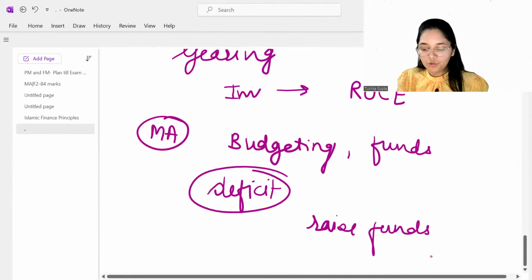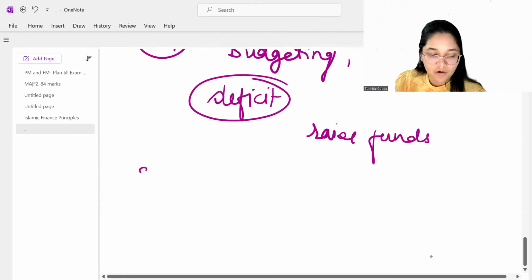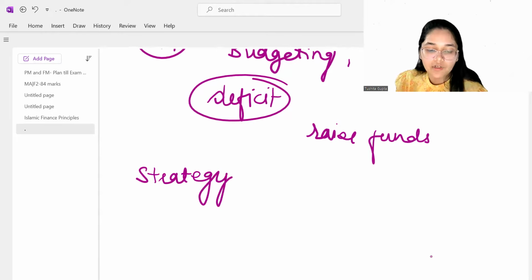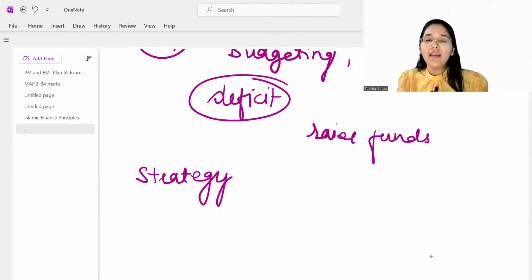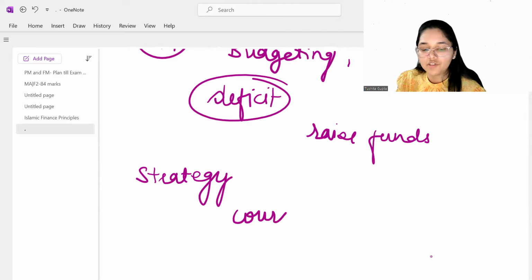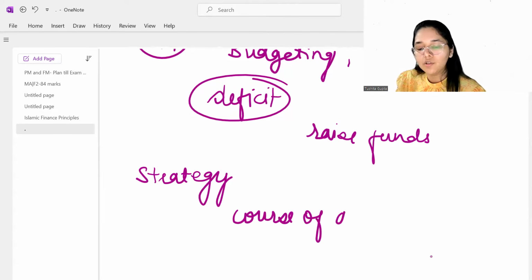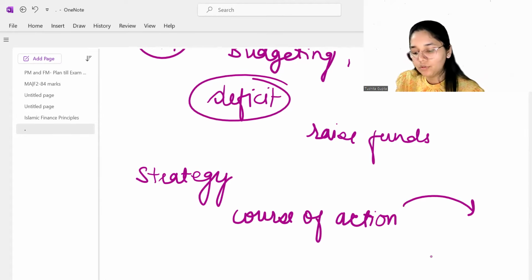Now let's move to another concept which talks about strategy. So what do you mean by strategy? Even if you talk about strategy in a general perspective, not thinking from the point of view of financial management, it basically is a course of action, the steps that you take to achieve something. So this is exactly what you do in financial management also.